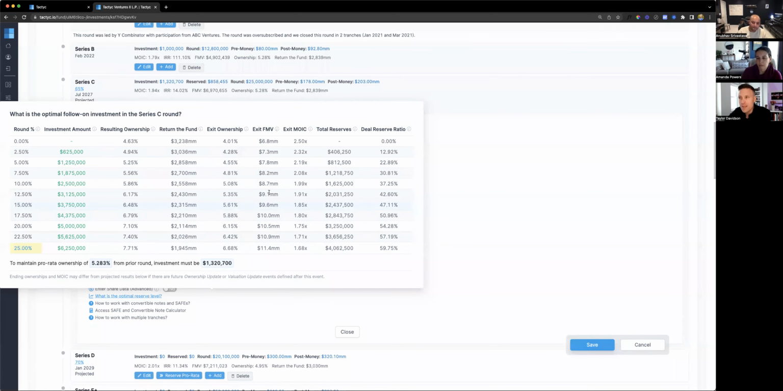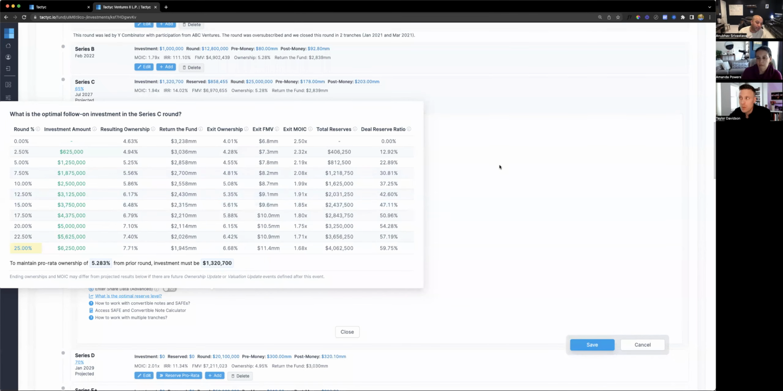And when you say deal reserve ratio, that percentage is a percentage of original investment check? Percentage of total invested. So reserve divided by initial plus reserve. Got it. Can I ask a question? So the valuation stuff is really interesting showing this. Where do you get the data to set the expectations for the returns?